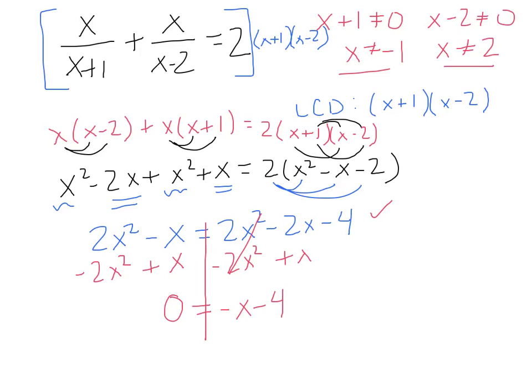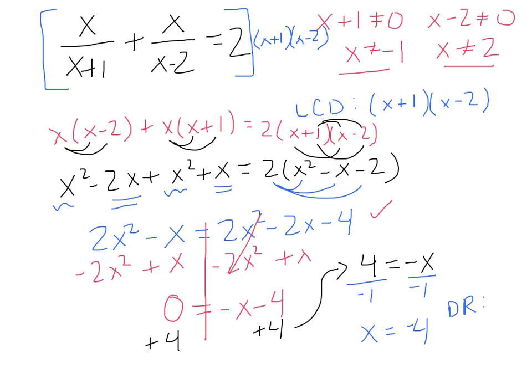I need to get x by itself. There's a lot of different ways you can do this. I'm going to choose to move the 4. So I end up with 4 equals negative x, divide by negative 1. So x equals negative 4. Now don't forget about your domain restriction. The domain restriction says that x cannot equal negative 1 or 2. Since negative 4 is different from those, I'm actually good. I can say that that's my final answer.